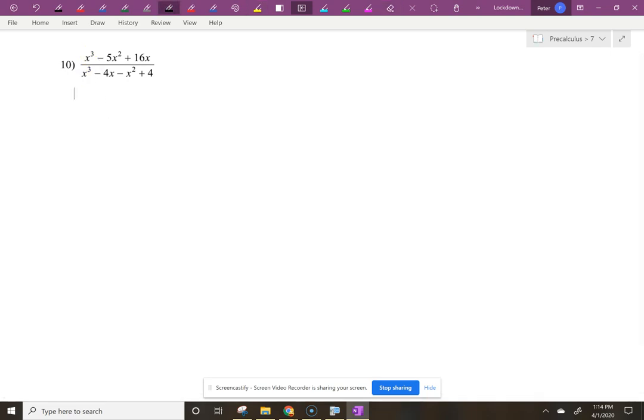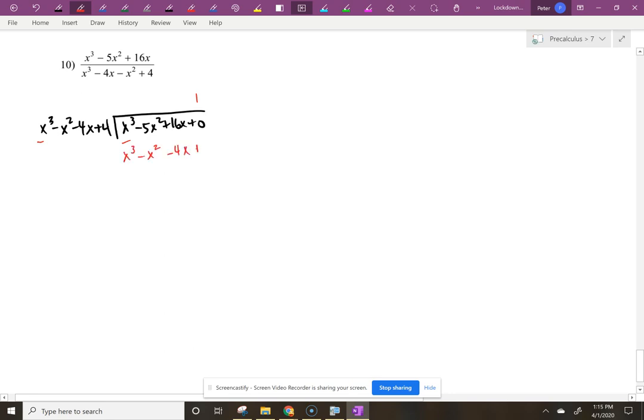Now, the quick way to do that, or not so quick way, is to do your good friend long division, right? So x cubed minus x squared minus 4x plus 4 needs to get divided into x cubed minus 5x squared plus 16x plus 0. All right, really quickly, long division. How do you make that look like that? You multiply by 1, right? And you'd be getting x cubed minus x squared minus 4x plus 4.